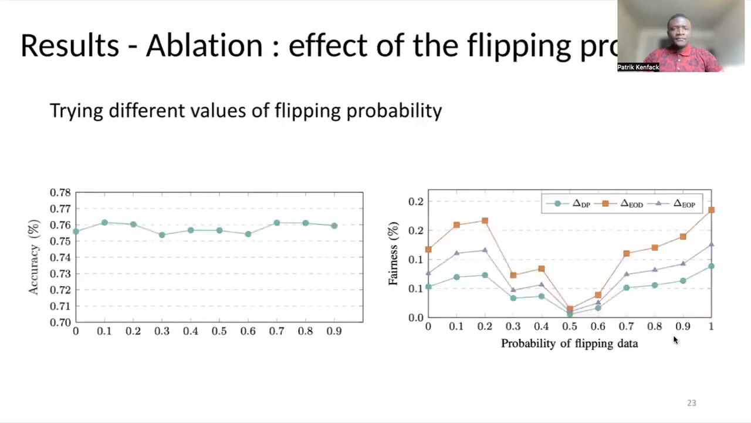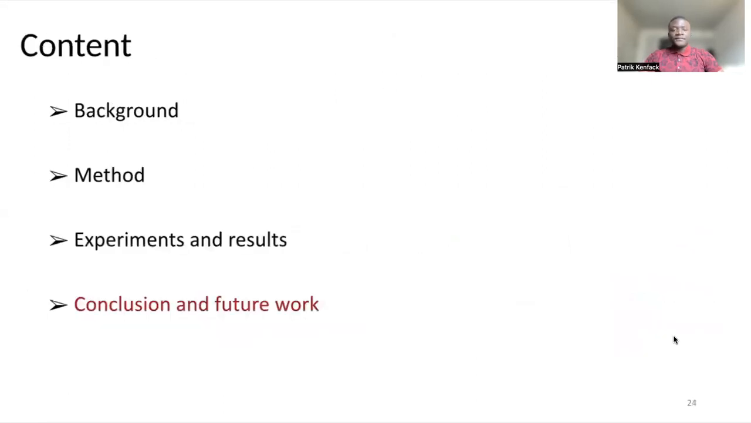In the ablation study, we study the effect of the flipping probability, where within batches, we randomly flip the sensitive attribute of certain individuals. We can see that the accuracy does not vary much, but we can use it as a hyperparameter that can be tuned. Here we see that 0.5 is the point where we achieve better fairness properties. So depending on the dataset, maybe a different probability will be better.